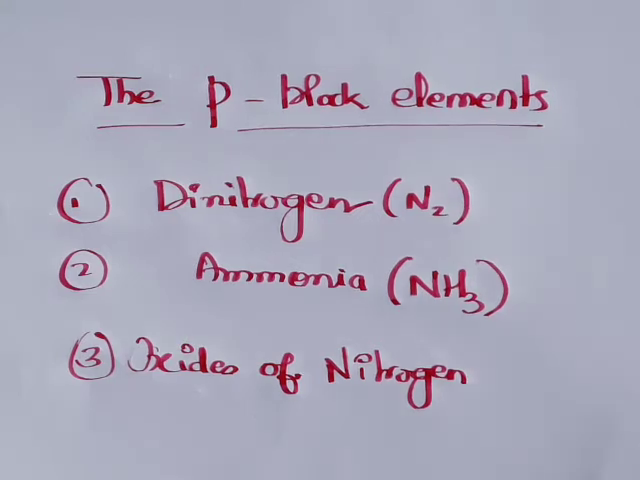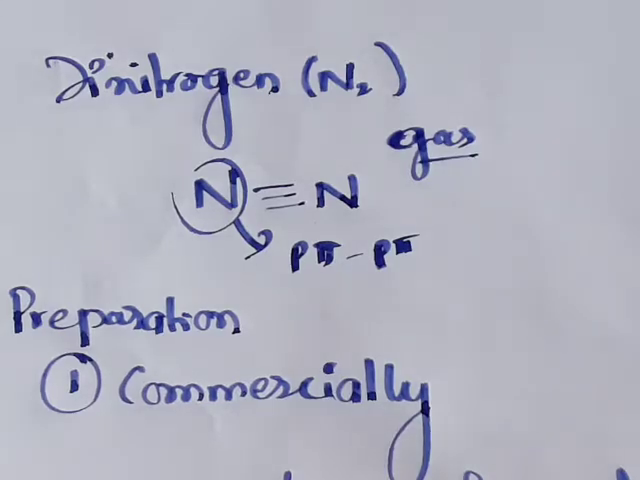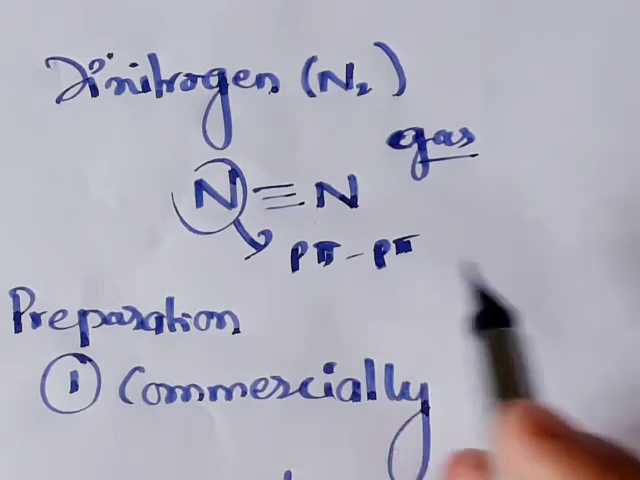Hi students, today we are going to discuss a few compounds of nitrogen like dinitrogen, ammonia and oxides of nitrogen from the chapter P block elements. So first we'll start with dinitrogen. We have already studied a few properties of nitrogen, right?